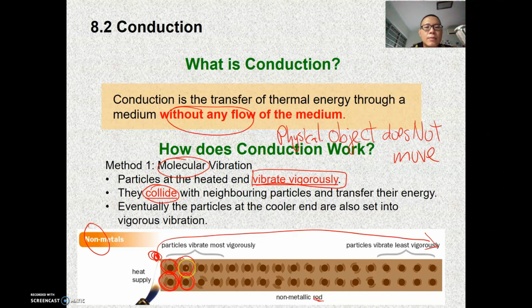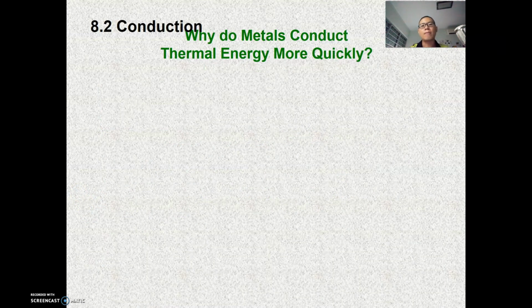The same cycle repeats: the particle vibrates vigorously again and collides with the neighboring particles, and the cycle repeats and repeats until heat is transferred to the other end. So in this process of molecular vibration, what causes the heat to be transferred is the transfer of energy between the particles through collisions. That is what happens in method 1, molecular vibration, and this is how conduction takes place in non-metal objects.